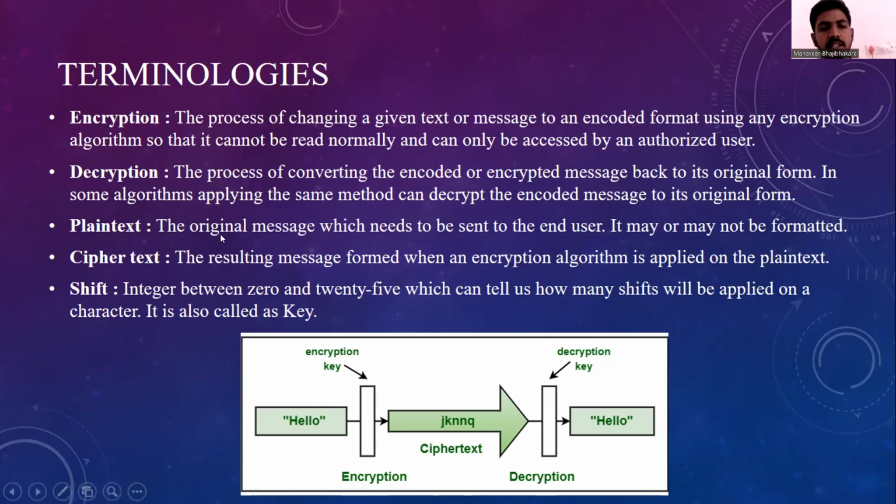Plain text is the original message, the initial message we want to encrypt or secure. The ciphertext is the message which comes after the process of encryption. And the shift is the number of positions by which we want to shift the data.